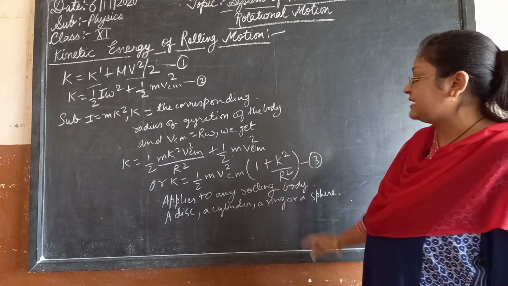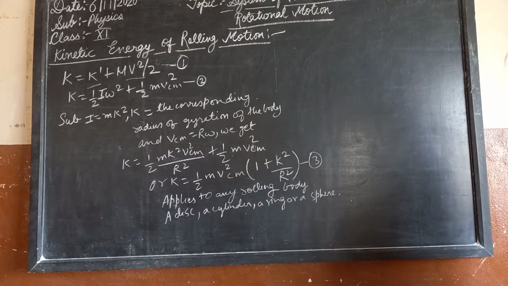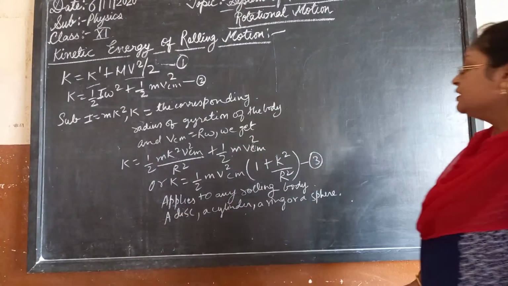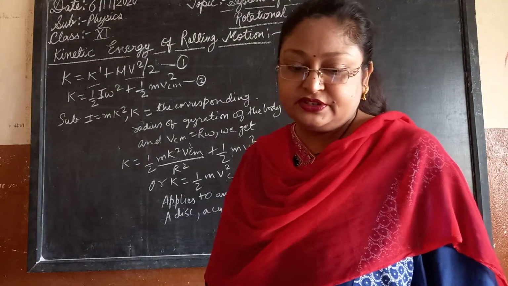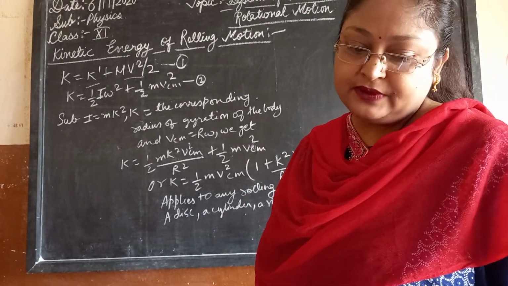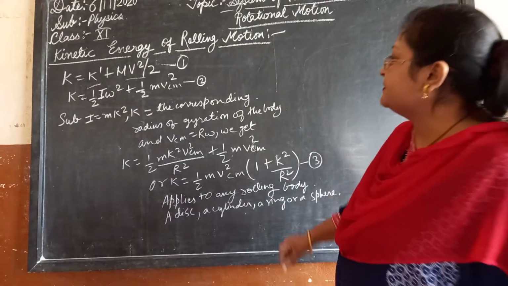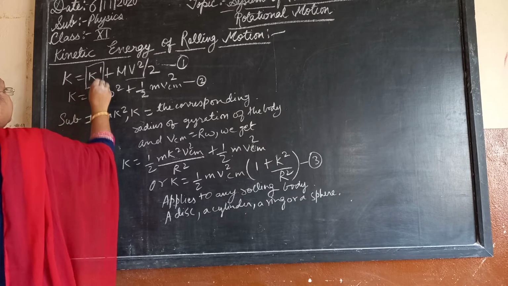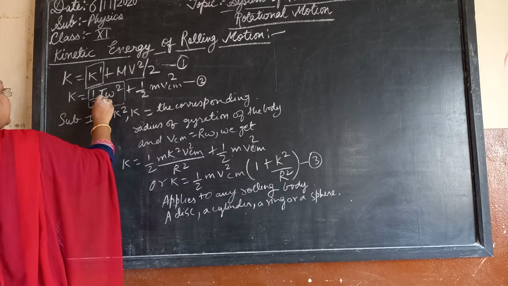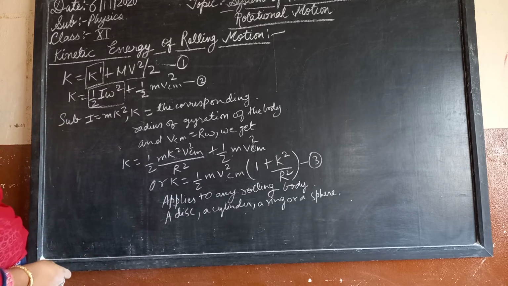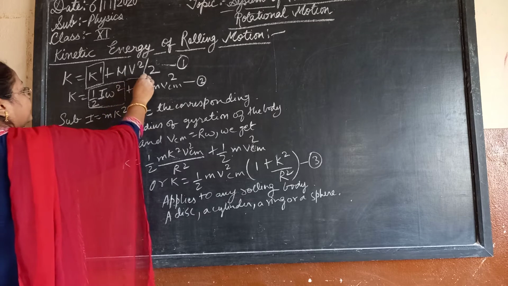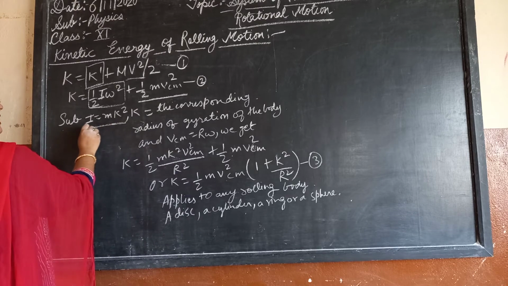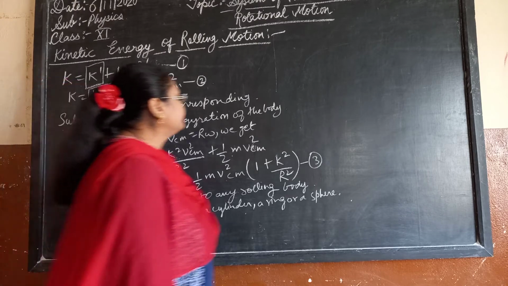This is the third equation, which is applicable to all rolling bodies such as a disc, a cylinder, a ring, or a sphere itself. So this is a very important thing which the kinetic energy of rolling motion has. You just have to remember these values: the translational part for the center of mass, and the rotational part, which is 1 by 2 I omega square, which we have already sorted out in the previous section, and the translational part equal to 1 by 2 mv square. For this we substitute I equals m k square, where k is the radius of gyration of the body.